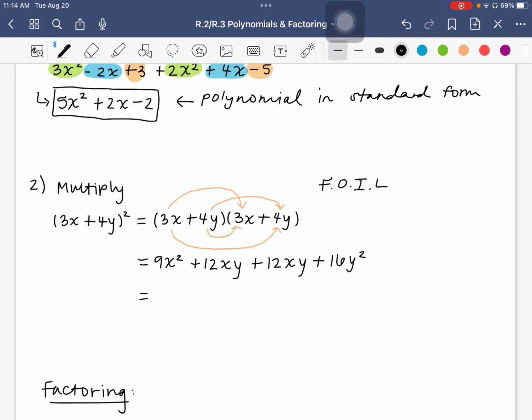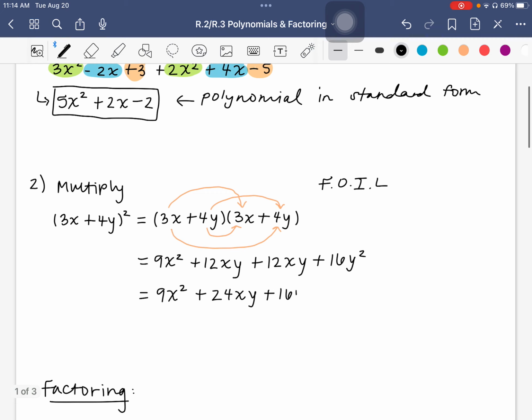And then again, combining like terms, we only have one x squared term, but we have two xy terms here. So combining that, we get 24xy, and then we only have one y squared term, and that is 16y squared. All right.